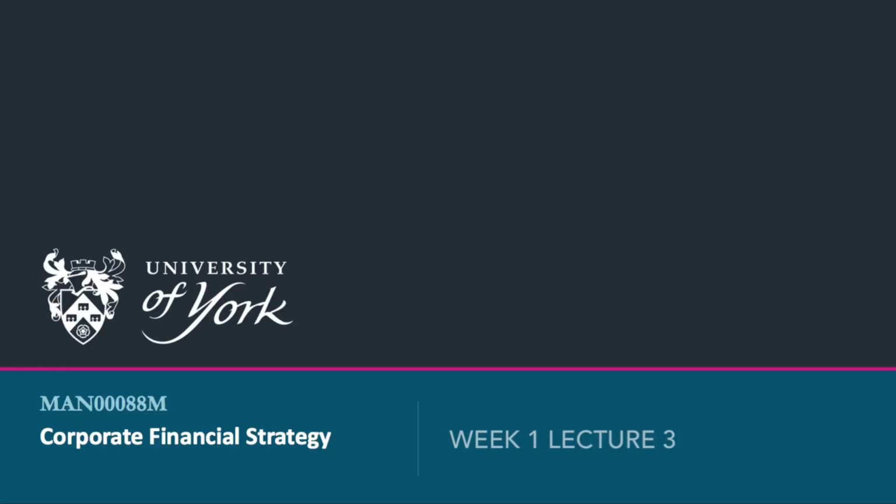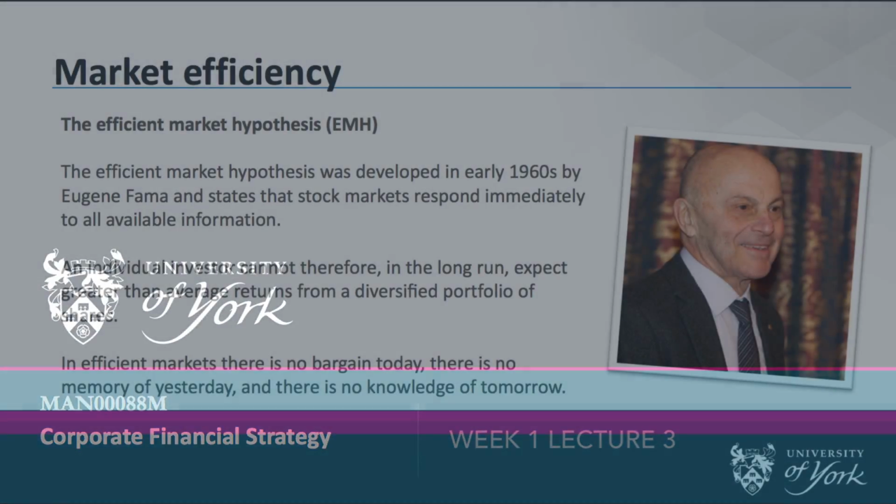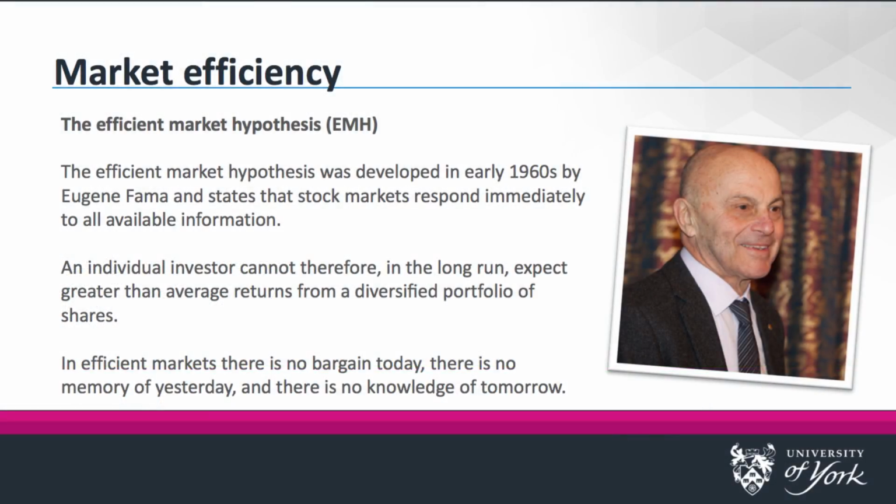Week 1, Lecture 3. The Efficient Market Hypothesis. The efficient market hypothesis was developed in the early 1960s by Eugene Fama. The efficient market hypothesis states that stock markets respond immediately to all available information, and individual investors cannot, therefore, in the long run, expect greater than average returns from a diversified portfolio of shares.